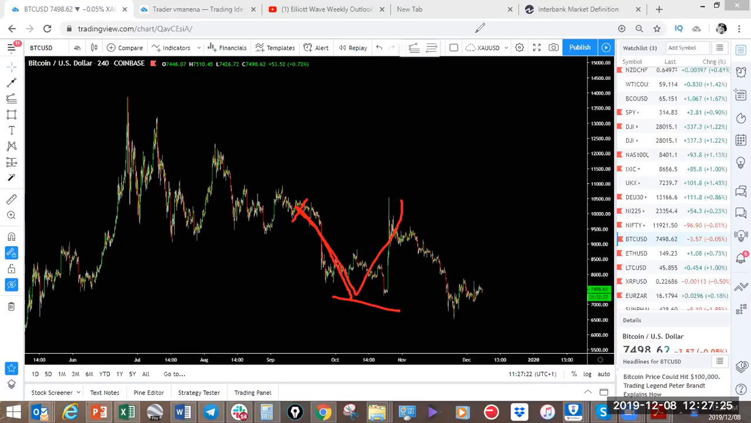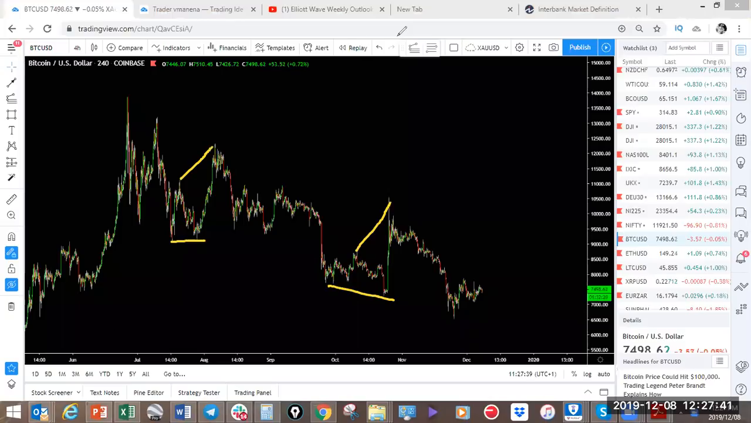Okay, what we didn't focus on was that it's going to be a triple correction, and that is what it looks like it's doing now. Now, what are we talking about? We're talking about this. You see here, we've got an X here, we've got an A here, you also got another X. That is an expanding flat. So you've got an expanding flat and an expanding flat here.